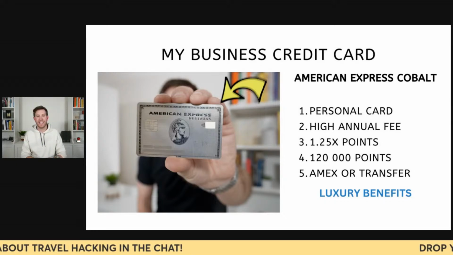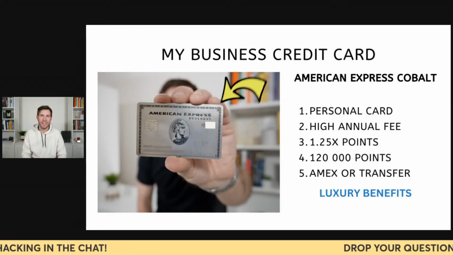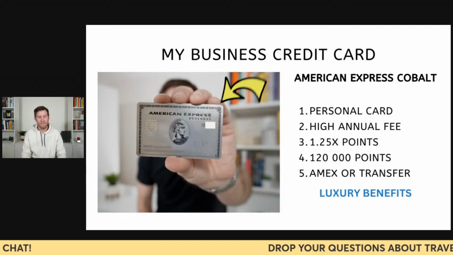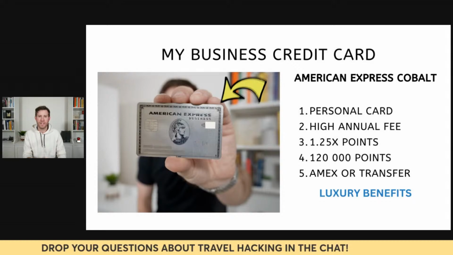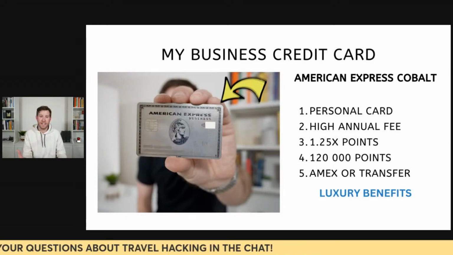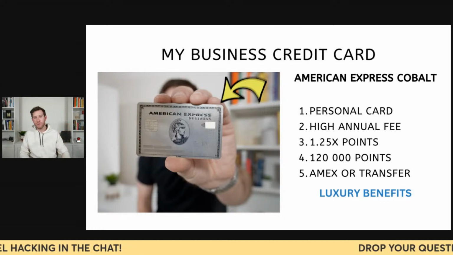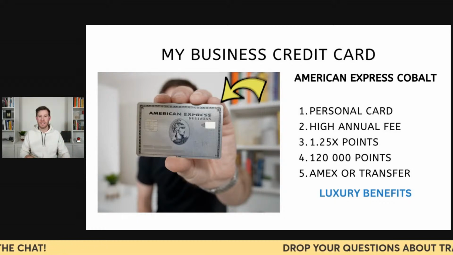And this credit card really has a lot of luxury benefits like airport lounge access. You get a bunch of free equipment from Dell and other companies. You get a $200 hotel credit that you're able to book a hotel with, and then you're refunded that money, and numerous other things. But that's my Business Platinum card.